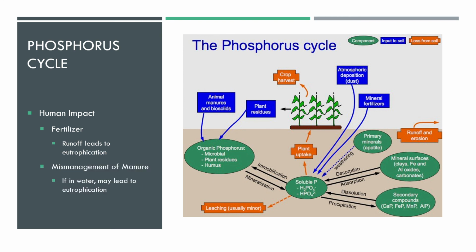Next one's going to be the mismanagement of manure. When manure is just dumped into water, it can lead to eutrophication. So if you're not disposing of your manure or your biosolids properly, you could have big issues with eutrophication as well. Same process as described before.